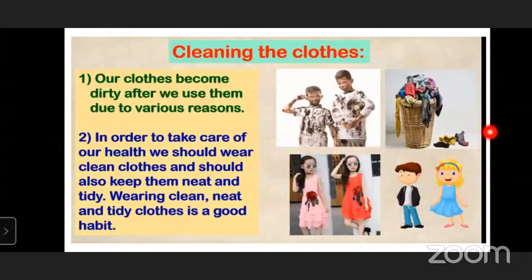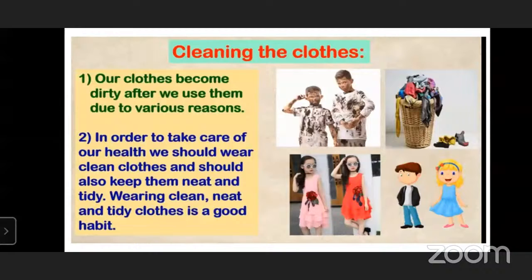You can see here in the last picture, children, the children are looking so good in neat and clean clothes. Whereas these children, their clothes are dirty. Look at them. So we should always wear clean, neat and tidy clothes. It is for everyone. It is also a good habit.